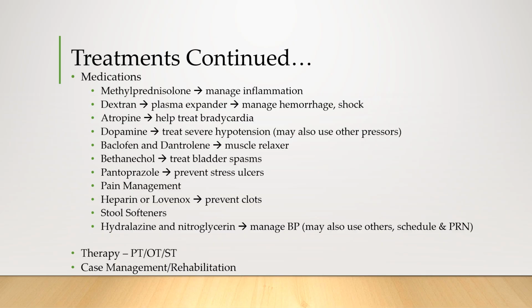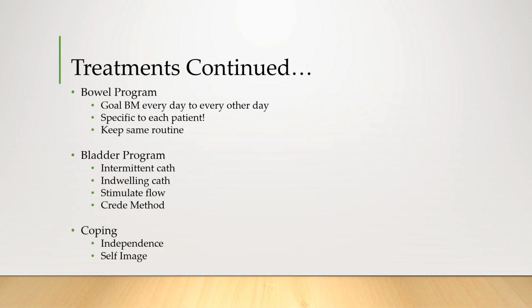And depending if their blood pressure goes high, they could need medications like nitroglycerin to relax that. They do need goals for bowel and bladder elimination. There are individuals that have indwelling catheters in because they have lost the ability to hold their urine. So that is very common for long-term treatment. And there's a lot of coping that goes along with losing the ability to walk or losing the ability to use a limb fully like you were able to before.